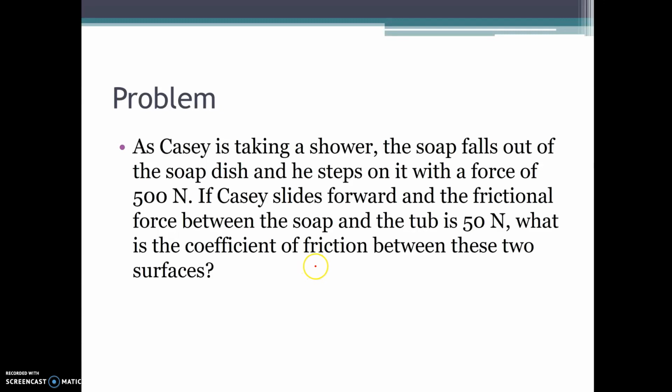Well, here we know the force of friction is 50 newtons. We're looking for the coefficient, or mu, and we know that the normal force, or the weight of Casey, was 500 newtons. All we have to do here is divide to find mu, so we'll divide by 500. Sorry, I shouldn't have had that dot there. And we'll get 0.10 equals mu.